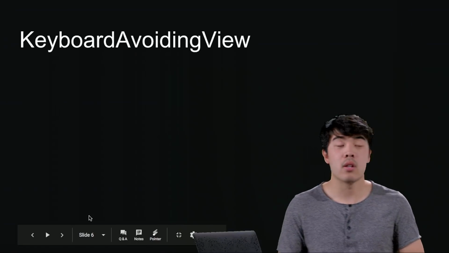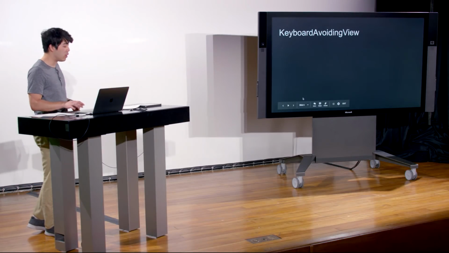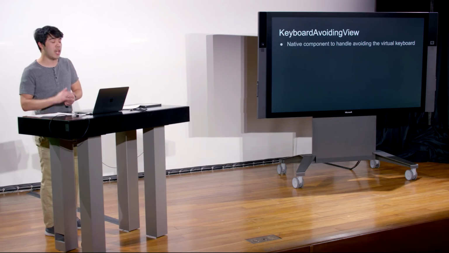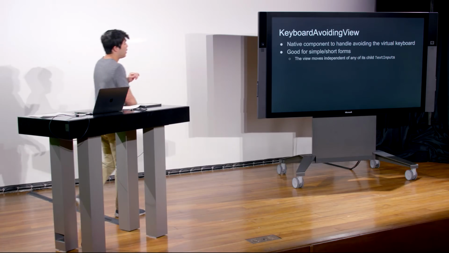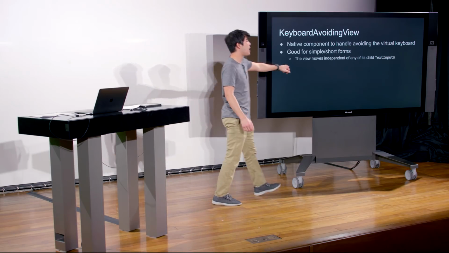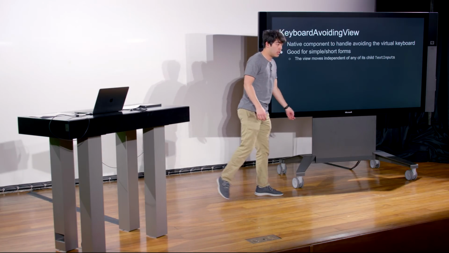So it turns out there's this thing called a KeyboardAvoidingView, which is a native component to handle avoiding that virtual keyboard. It's good for simple or short forms, but it doesn't really work well for very complex things. And the reason that's not good is because the view moves independent of any of its child text inputs. And so let's take a look at usage of this component.